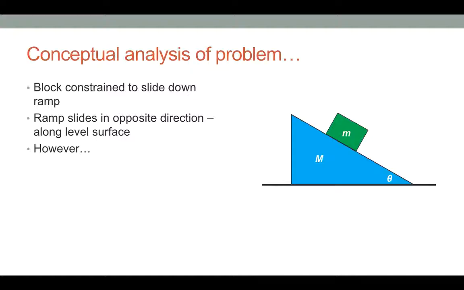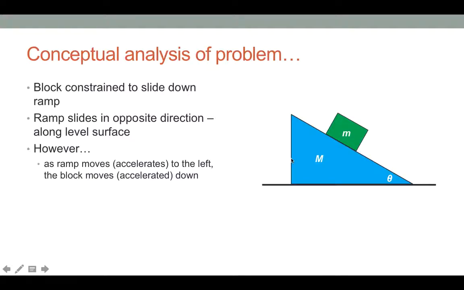However, before we get into that procedure, we should consider briefly what is going on here. The block will in fact be constrained to move along the angle on the ramp. And the ramp, however, will be moving in the opposite direction. What that means is as the ramp moves or accelerates, the block will move down, but it will not move down at the angle theta relative to the ground. It will be moving at the angle theta, but only relative to the ramp, but the ramp will be accelerating, so it will not be an inertial frame of reference.